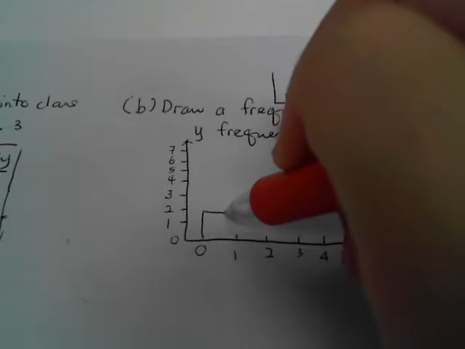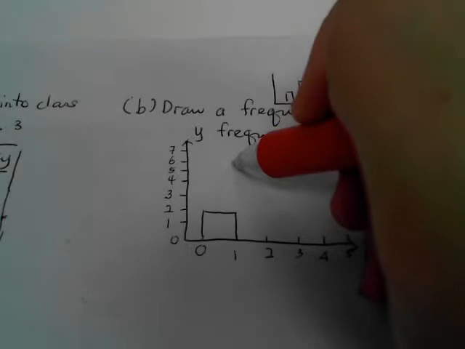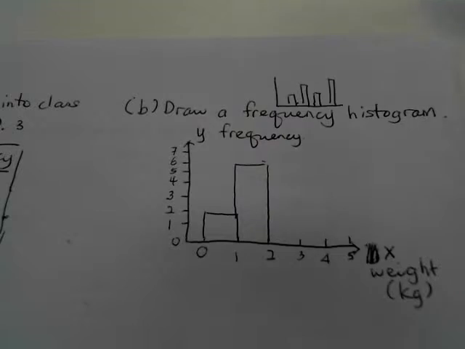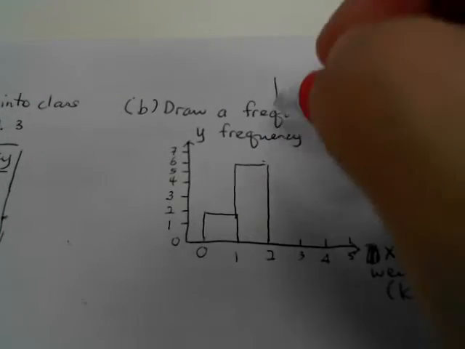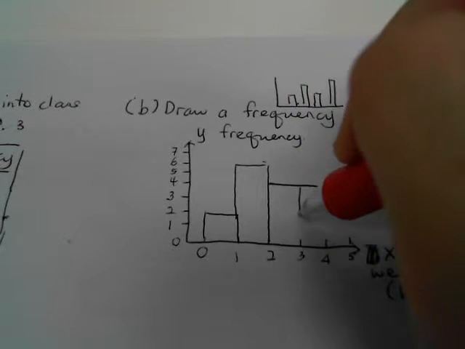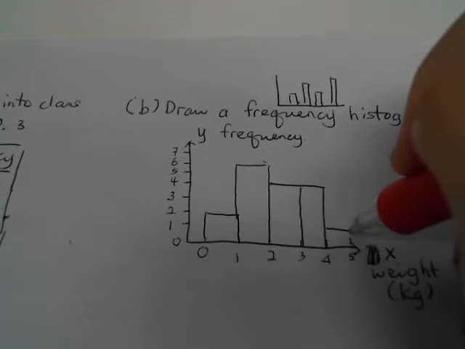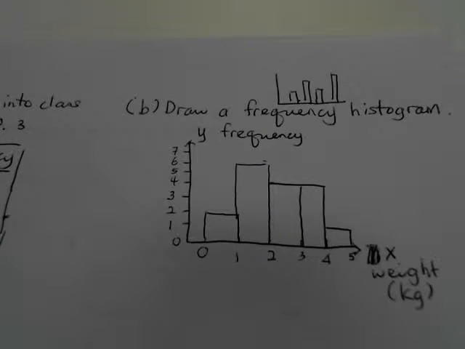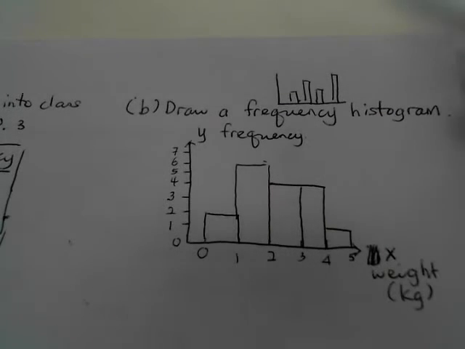So we draw until here. And then 1 to less than 2 will be 6. So we draw until this much for 6. 2 to less than 3 is 4. And 3 to less than 4 is 4 as well. So we draw 4 across. And of course 4 to less than 5 is 1. So this is how a histogram will actually look. Make sure you have all these sections joined.